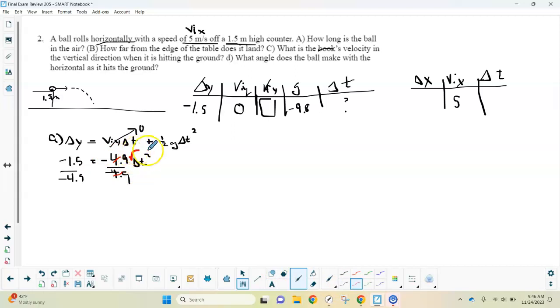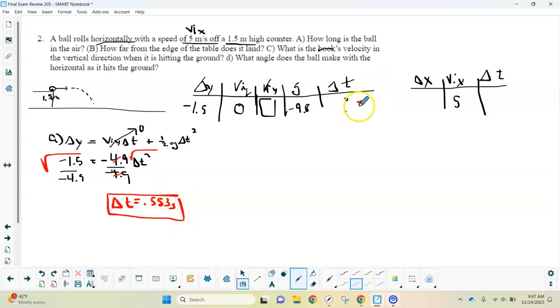You're going to have to take a square root to get to just t, and we don't want a negative number because you can't take the square root of a negative number. So for delta t, for this one, I got 0.553 seconds. So that is our time.